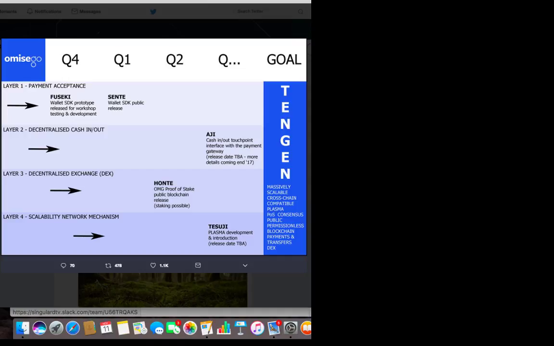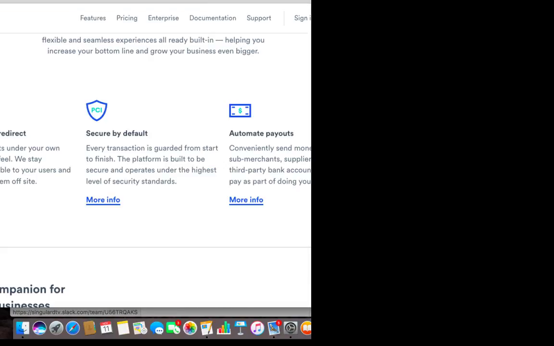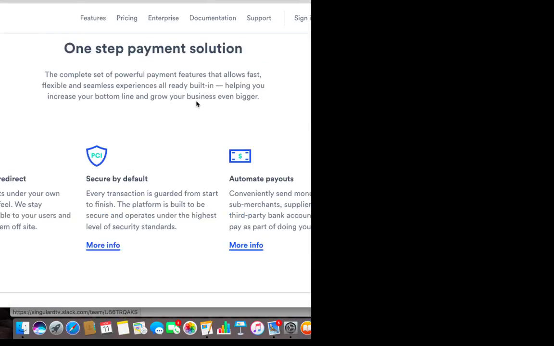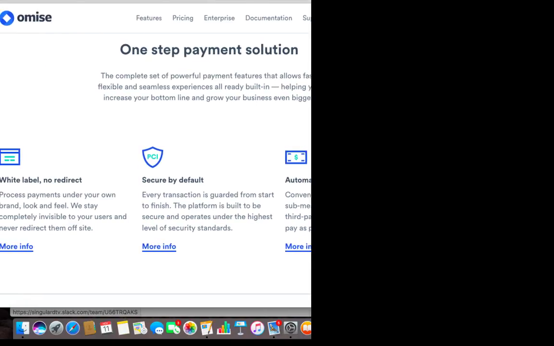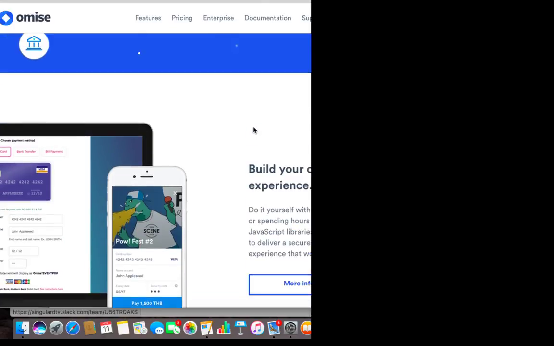If it's not, then that thesis I just told you guys about in terms of the value of Omisego goes out of the window. If it is, and we find out that they're implementing these technologies to do that cash in, cash out touch point, working with their parent company, Omise, then that is going to be very special, okay?